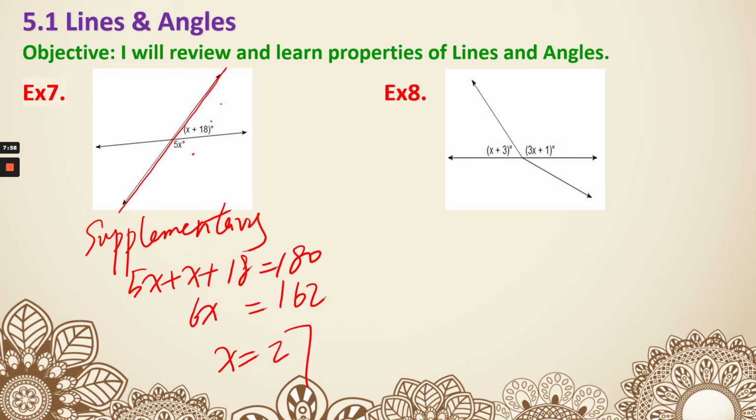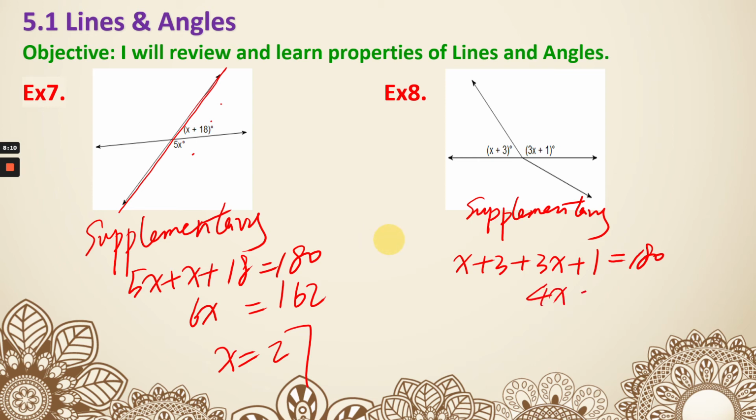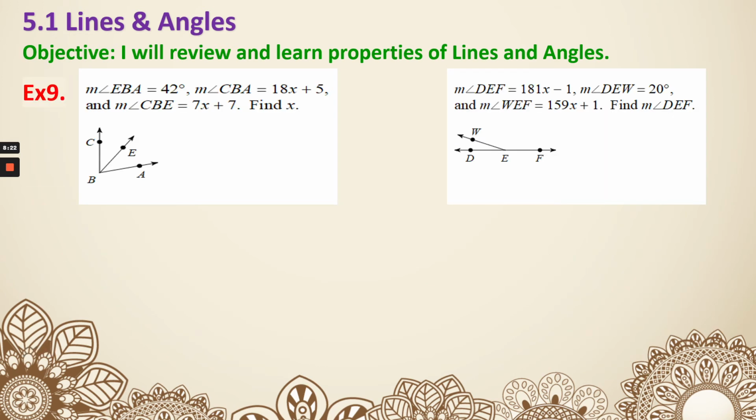Next, number 9. The measure of angle EBA, EBA is right here. That is 42 degrees. Angle CBA, which is actually the whole thing together, CBA, that is 18x plus 5. Then we have angle CBE, which is right here, that's 7x plus 7.